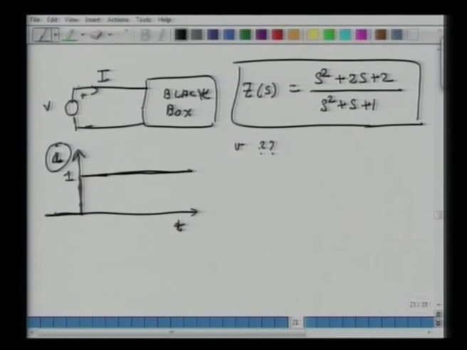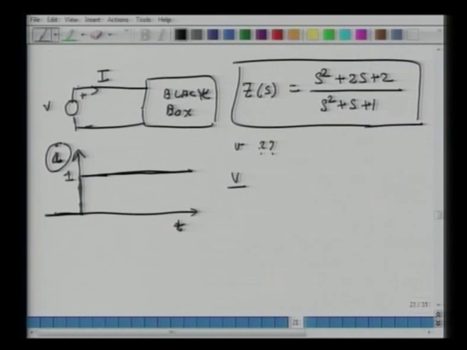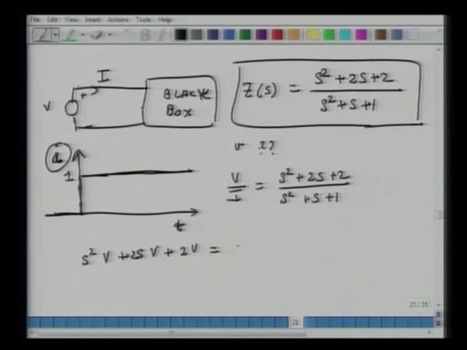So in this context we should remember that this is a linear system, right? What does that mean? That if my steady state input, let's say I, is constant, then my steady state output, the unknown V, will also remain constant because it is a linear system. We are using that feature. So I go to the complex domain and I say V over I equals S square plus 2S plus 2 over S square plus S plus 1. Now I expand this, I get S square V plus 2S V plus 2V equals S square I plus S I plus I.